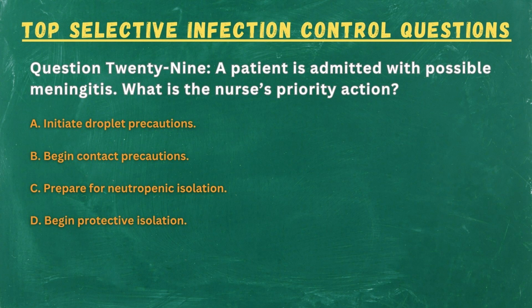Question 29. A patient is admitted with possible meningitis. What is the nurse's priority action? A. Initiate droplet precautions. B. Begin contact precautions. C. Prepare for neutropenic isolation. D. Begin protective isolation. Answer: A. Initiate droplet precautions.